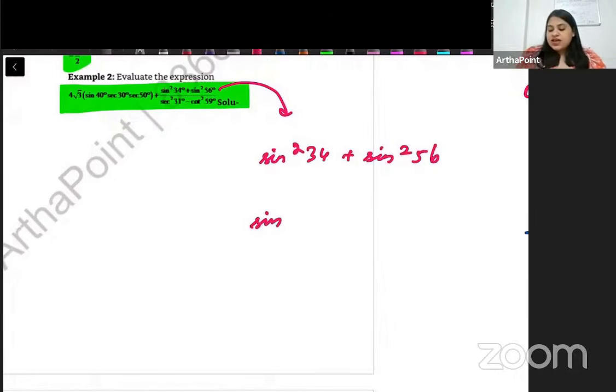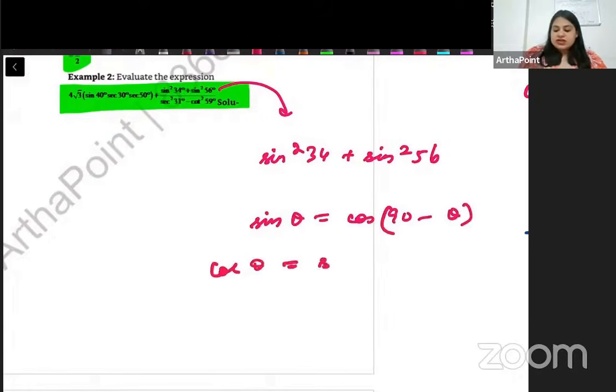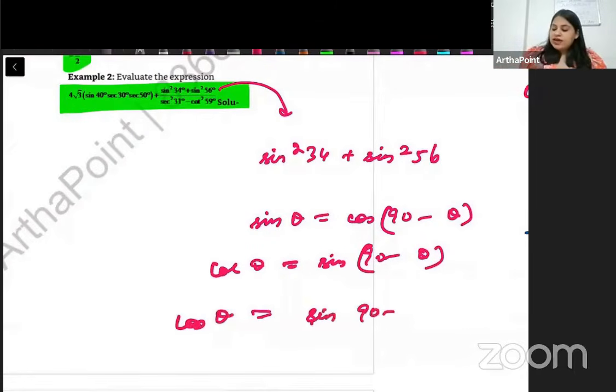We know that sine theta is cos 90 minus theta. Cos theta is sine 90 minus theta. So if I have to find in terms of cos, then I can go ahead and say that cos theta will be sine 90 minus 54. So sine 90 minus 56, sorry.